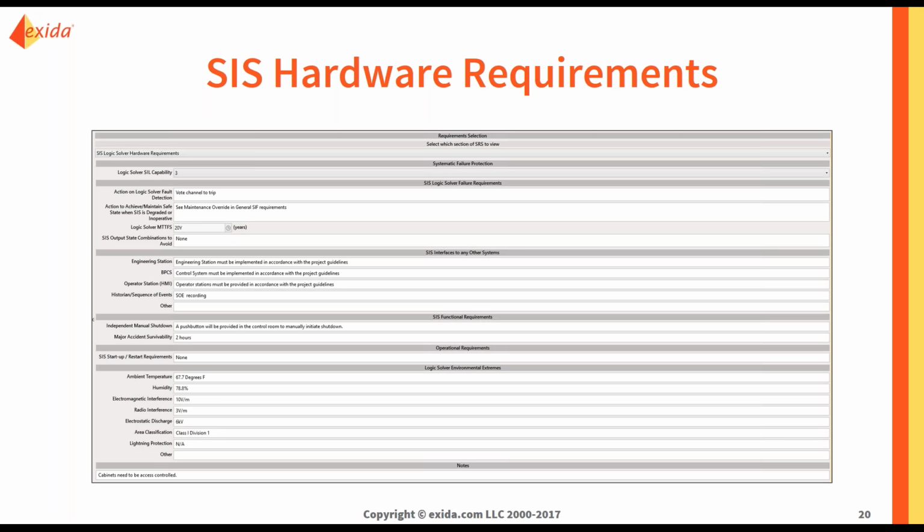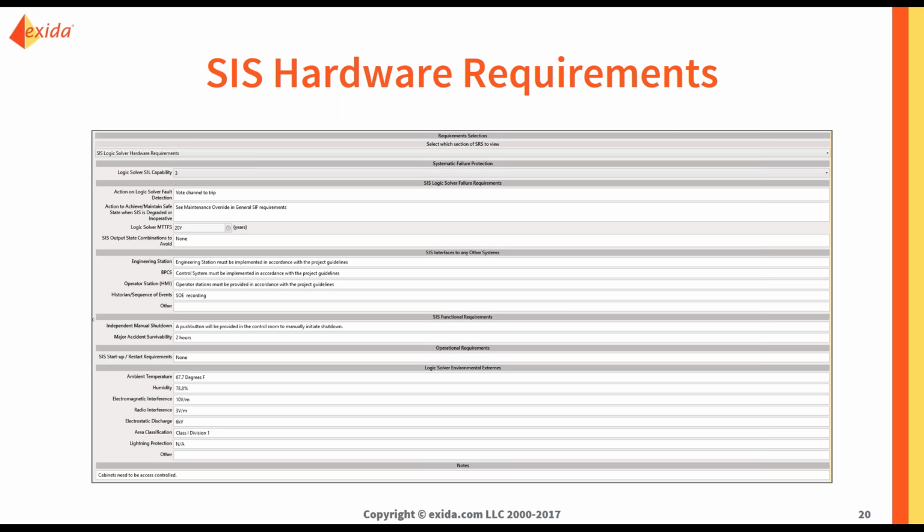The SIS output state combinations to avoid. And then it moves on to SIS interfaces with any other system. So what is your engineering station? Does it interface with the BPCS or an operator station or a historian? This information can be put in there. You can see the kind of information we put in here. At the end, you have the environmental extremes for your site, etc.